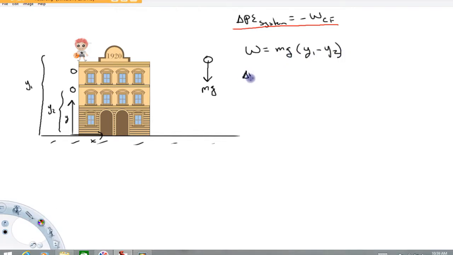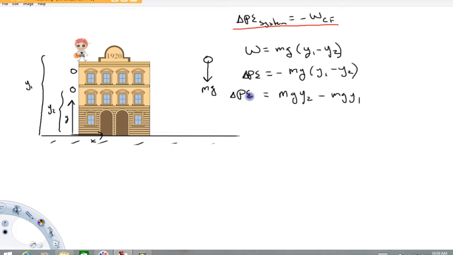The change in potential energy for our system is equal to the opposite of the work done by the conservative force. So that would actually equal minus mg times (y1 minus y2). It's pretty easy to show by the time you distribute this minus sign that what we're looking at is mg y2 minus mg y1. So this expression represents the change in potential energy of the system.